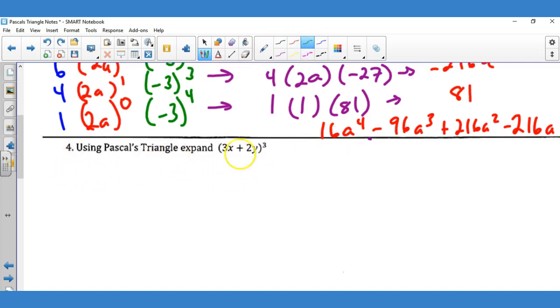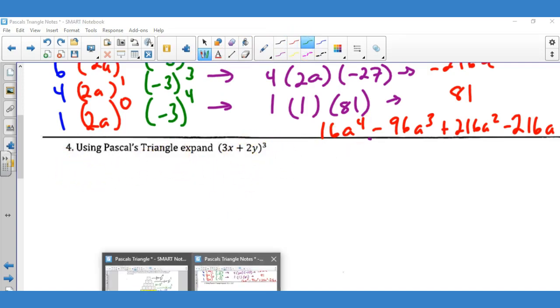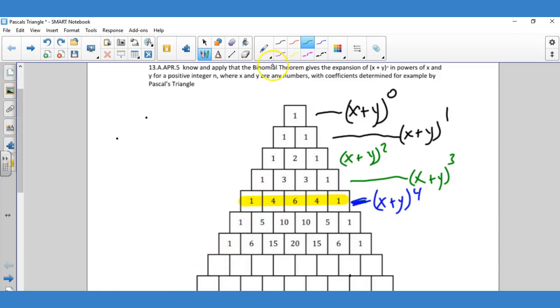Alright, so here's what we got. Cube. Well, let's look back at the triangle. This time we want not the cubic function, but the cubic exponent. So for that one, we're going to look at this entire row right here. This is cube. So we're going to have a cubic polynomial: 1, 3, 3, 1.